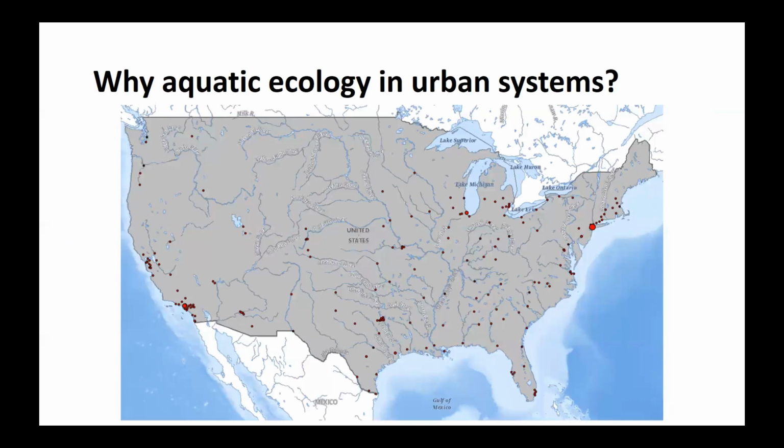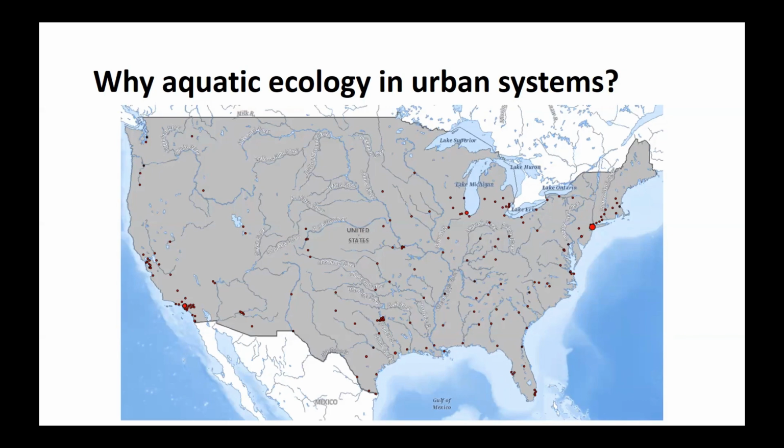And why should we care about aquatic ecology in urban systems? Well, all these red dots are major cities throughout the United States. And hopefully what you can see in this figure is that we tend to build our cities adjacent to important bodies of water. And that particular aspect of building adjacent to water really matters for how we manage those systems.